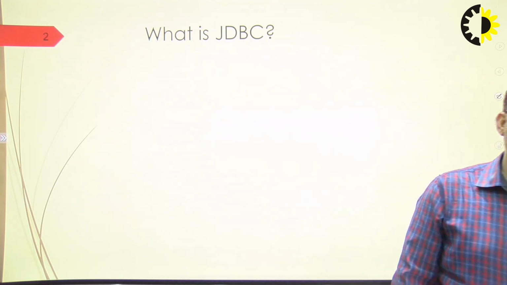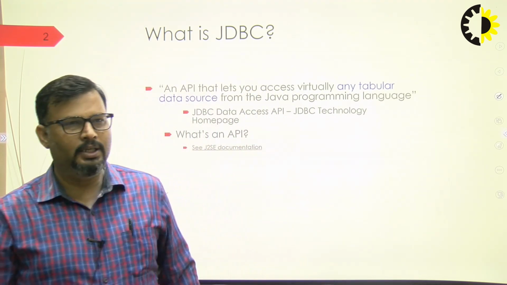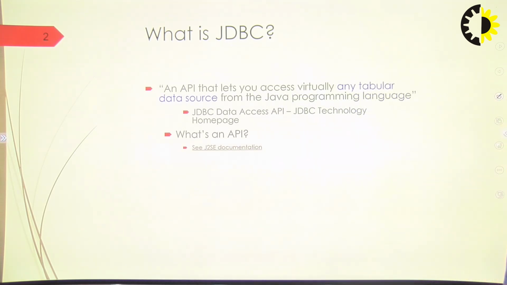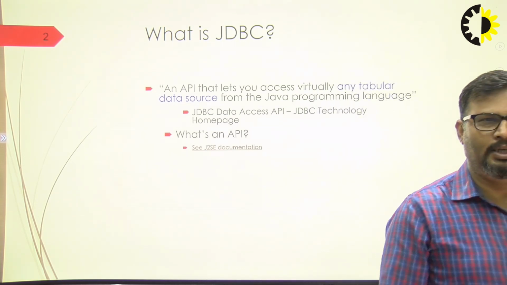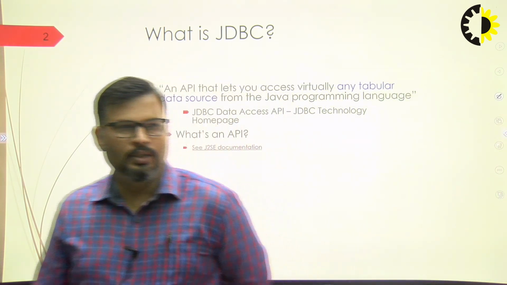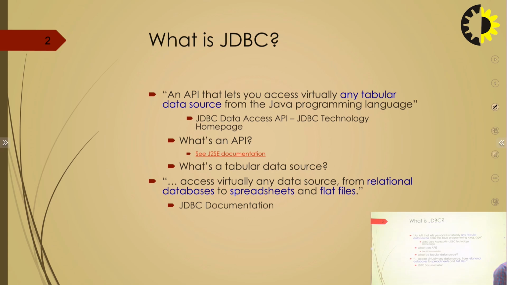So, what is JDBC? Java database connectivity is an API that lets you access virtually any tabular data source from the Java programming language. So, the JDBC data access API is called JDBC technology. What is an API? Here we will use an API and also use tabular data sources, from relational databases to spreadsheets and flat files.